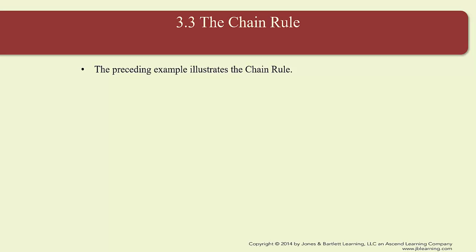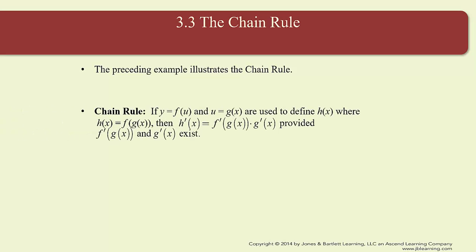So let me officially write down what the chain rule would look like. The chain rule says that if y is a function of u and u is a function of x, so u is g of x, and they're used to define h of x, h of x is the composition f of g of x, then the derivative of the composition, h prime of x, equals f prime of g of x times g prime of x, provided, of course, those derivatives exist. And that's exactly what we just discovered in the previous example.